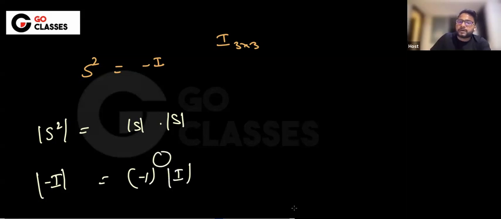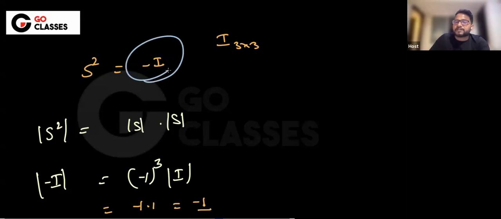What is the determinant of minus I? It will be -1 power, determinant -1 power how much? If this is 3 cross 3, tell me. It will be 3. Do you remember? So it will be -1 into 1, which is -1. So basically here the determinant is -1. But here the determinant must be positive.